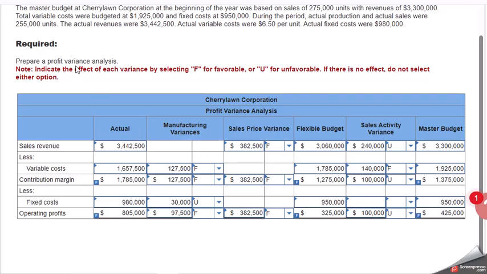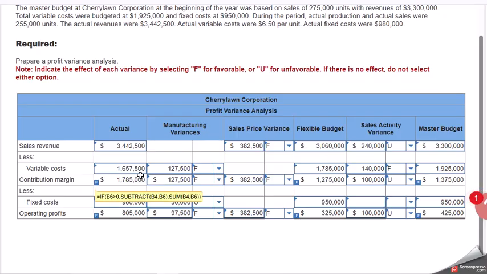So because of the 255,000 units, if we had used the $12 per unit, that's what the flexible budget would have been. But we actually sold them for more than $12. So that would be a favorable sales price variance, because we sold fewer than we expected, but we sold them at a higher price. So that's a favorable difference between what we actually came in at for revenues and what the flexible budget would show.